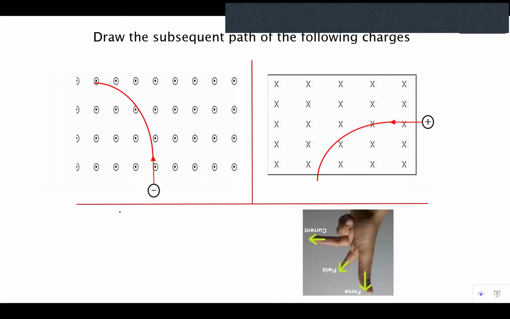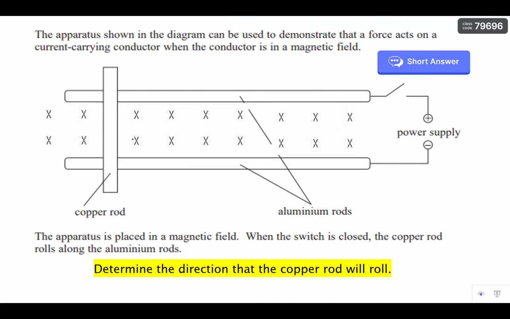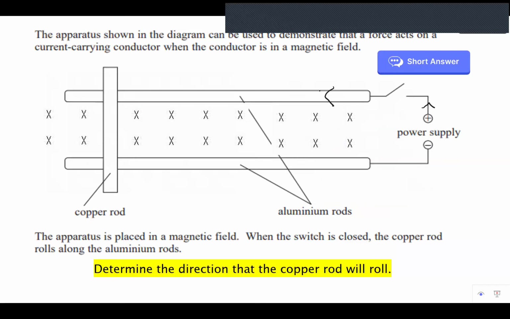Okay, so the next example over here, determine the direction that the copper rod will move. So I have a magnetic field. This magnetic field is going into the paper because I see the arrowhead. Then next I need to know where's my current. So my current is supplied by the power supply. So my current is going up and then going through these aluminum rods and then going down over here and then going back to my battery. Okay, so which arrow do I need to take a look for my current?